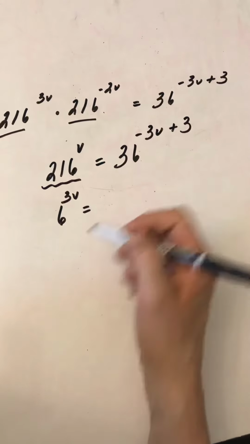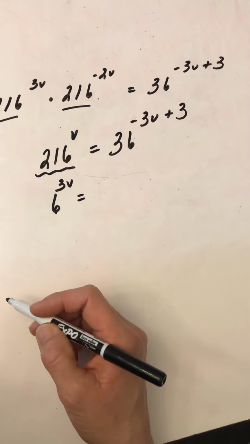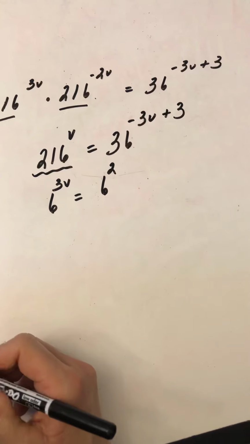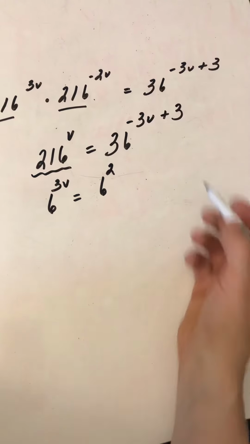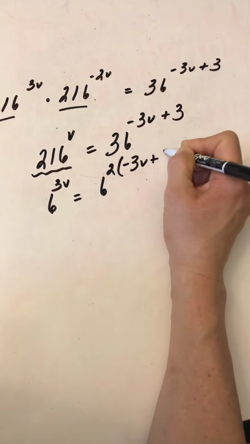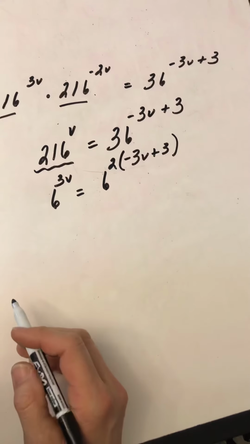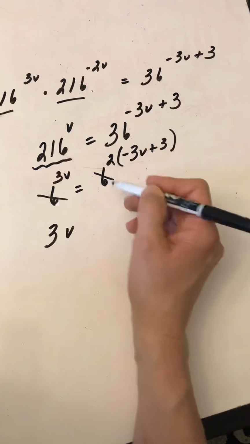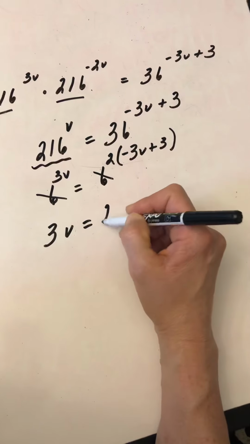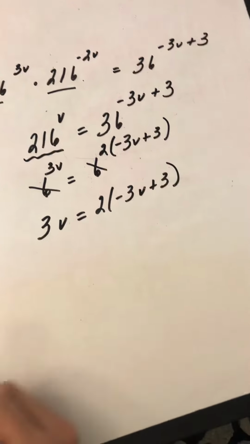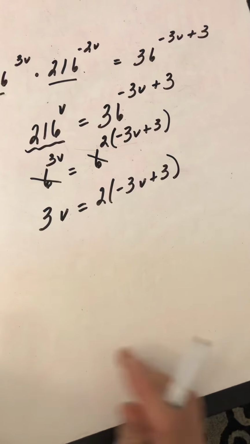And then if you go to the right side, rewrite your 36 as 6 to the second power. But since we already had an exponent there, you're going to multiply negative 3v plus 3. So now we have our bases the same. We can just ignore our bases and solve the exponents. And then once you get here, I'm sure you'll be fine with that one.